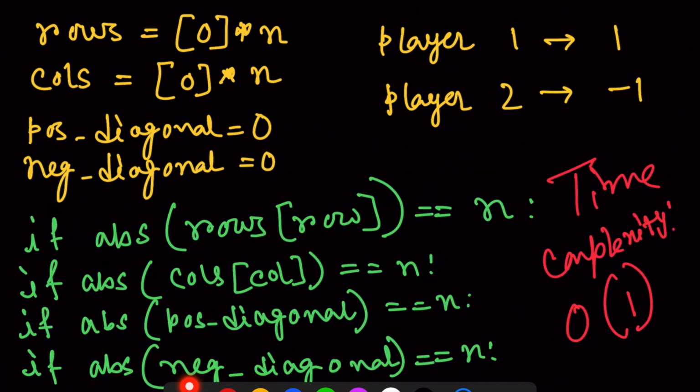So what will be the time complexity for this solution? It's basically after each move we are making only constant operations. We are just incrementing the particular row value, the column value, and the positive and negative diagonal value. These are all constant operations. I am just checking the absolute value of these four. So the time complexity of the move function will be order of 1.